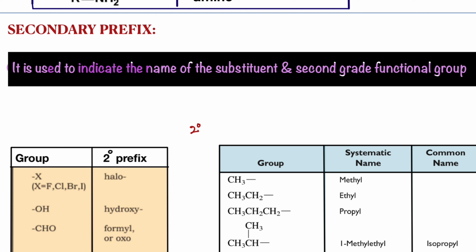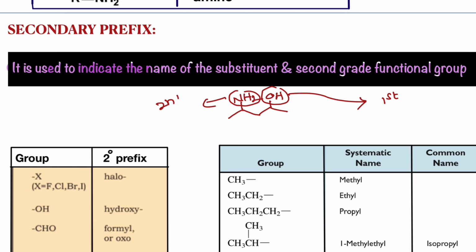So based on IUPAC sequence rule, we have to decide. To avoid confusion, let me give one more example. Again, it has two functional groups, alcohol and amine. According to IUPAC sequence rule, alcohol gets more priority. Therefore, now it is a first grade functional group. Amine is a second grade functional group. In case of a first grade functional group, we use secondary suffix. For a second grade functional group, we use secondary prefix.